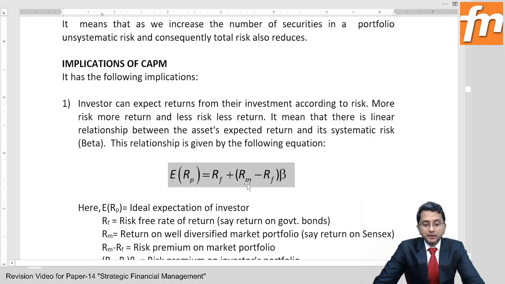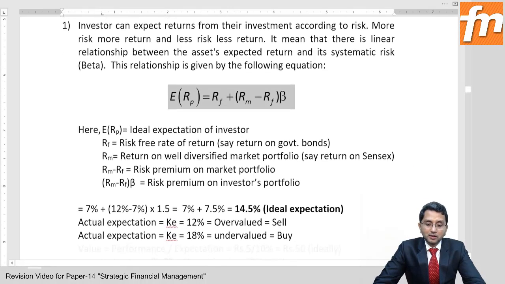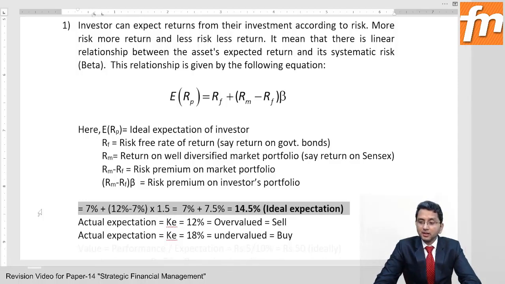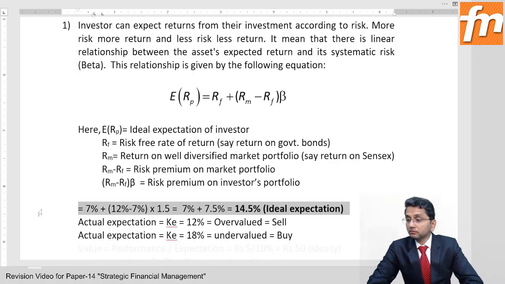So what do you do? To calculate risk premium, how much risk premium will you charge? The formula says you take RM minus RF into beta. Now RF is clear, it is the risk-free return. RM is return on market portfolio, like return on Sensex or return on Nifty. And beta is the index of risk, that is, how much risk you are taking. So let's take an example. Suppose risk-free rate of return is 7%. Just imaginary figures. I'm not saying that the current rate is 7%. Only an example.